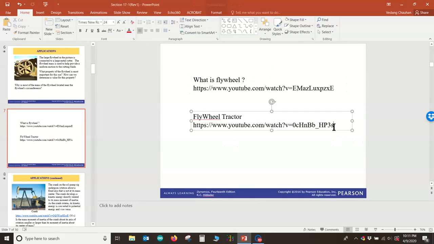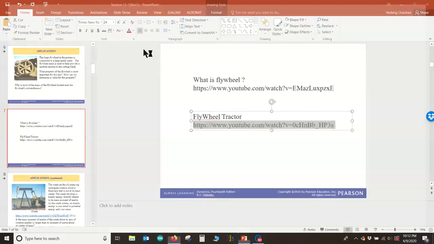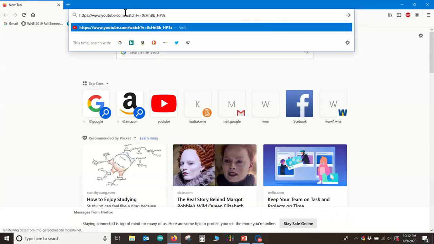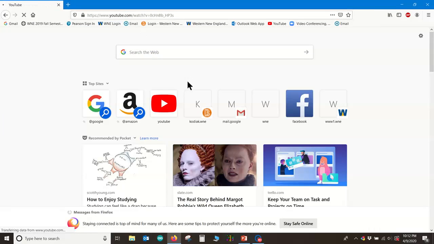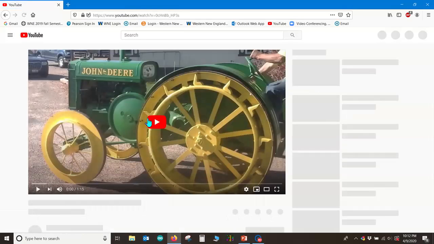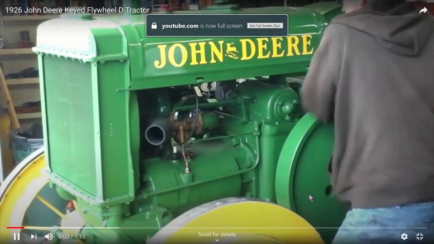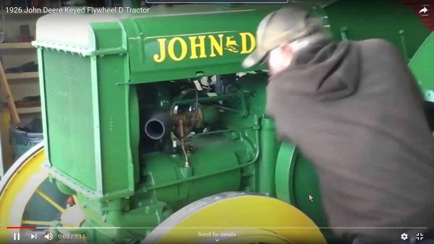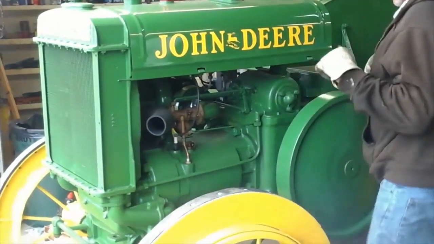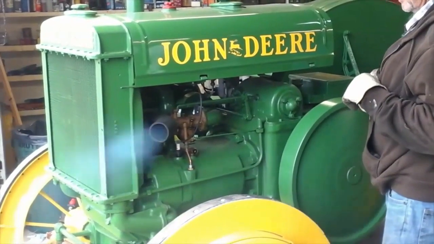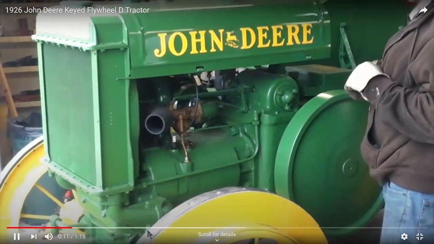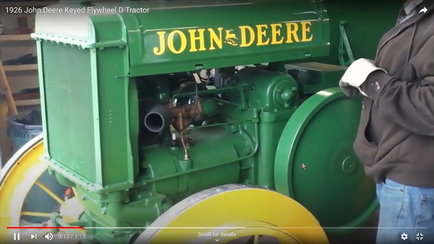And then I'll just show you a short portion of another video, which shows a real flywheel mounted on a tractor. Okay, so in this case, the flywheel is used to start the engine. And that big rotating disc is a flywheel.